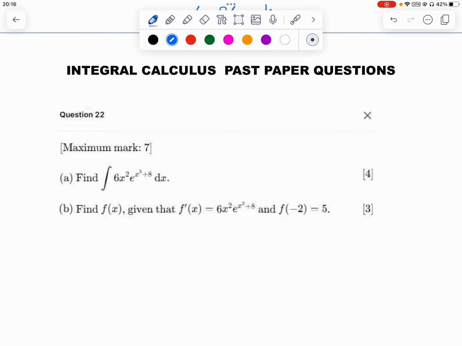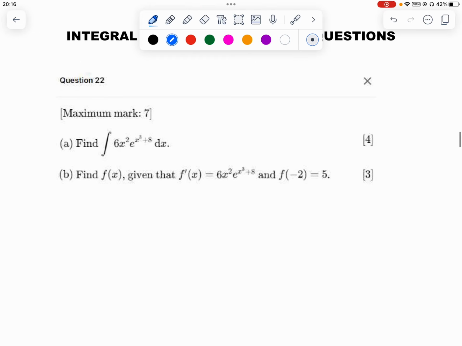That is a 4 marks question, and another 3 marks question follows it. So what should I do for that one now? I can do it by substitution. Let u equal x cubed plus 8. So what will du by dx become? du by dx equals 3x squared. So du equals 3x squared dx.